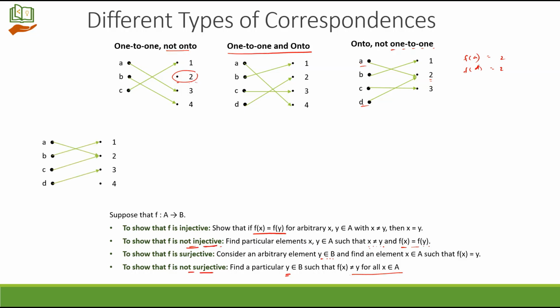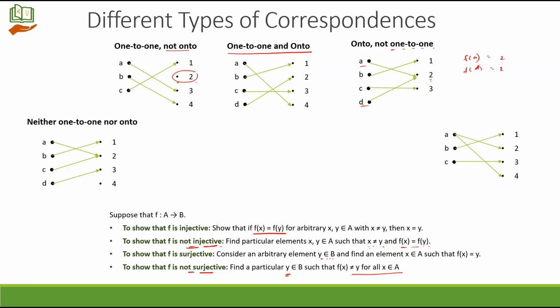Now we have another correspondence. We have two mappings here. So this is not one-to-one. We have left one element in the codomain. So range is not equal to codomain. This is not onto also. This is the case where it is neither one-to-one nor onto.